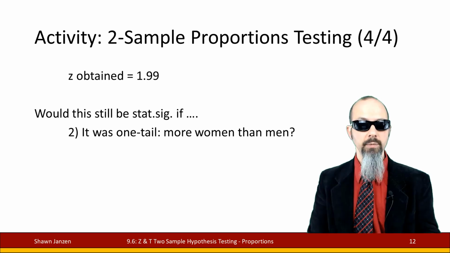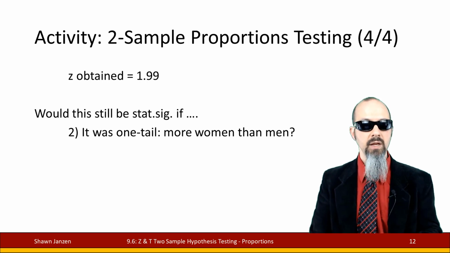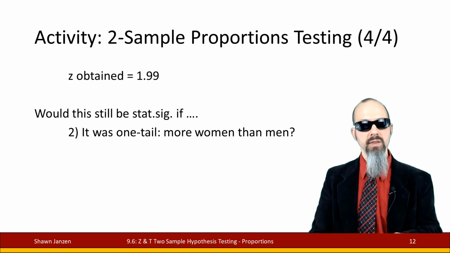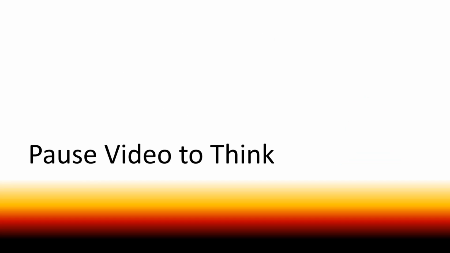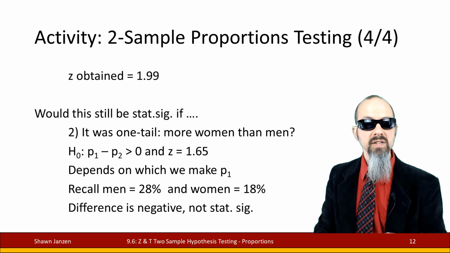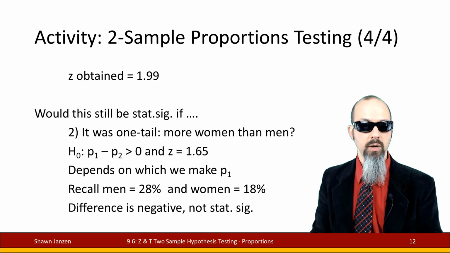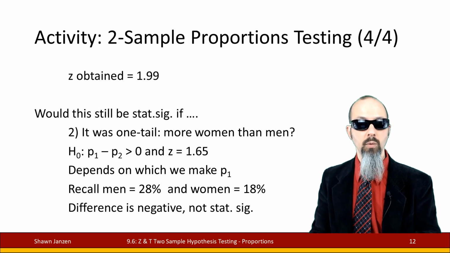So let's go ahead and flip the question to our second area here, where we're asking, is the one-tail with more women than men going to be statistically significant? So take a moment, pause the video and think about this, and come back when you're ready. Okay, so this is a flip of what we just did. It's still directional, but is it going to be statistically significant with more women than men?